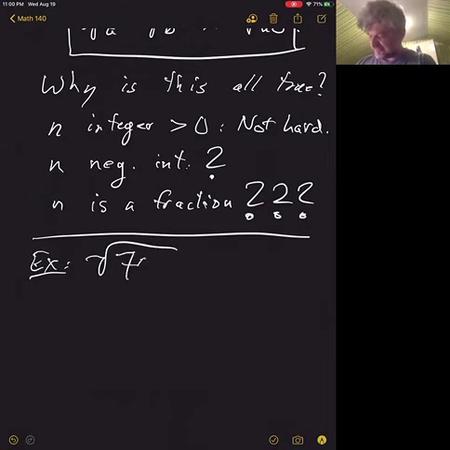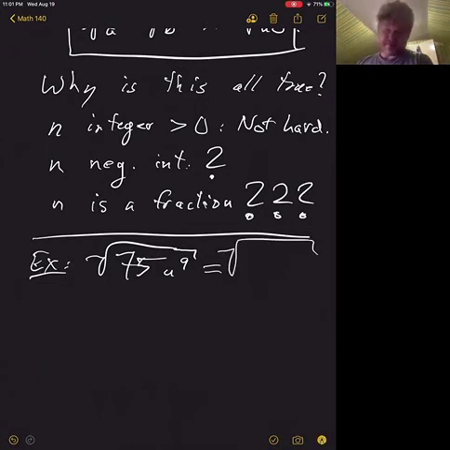The square root of 75 u to the 9th power, and all of this is under the square root. The question would just say simplify. And the key is to split off squares, factors that are squares. So I can spot 75 is 3 times 25, or 25 times a 3. U to the 9 is u to the 8 times u.